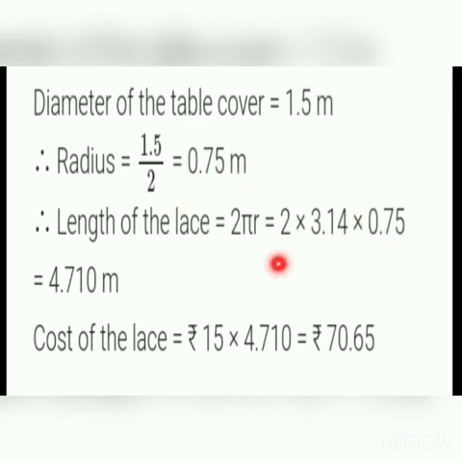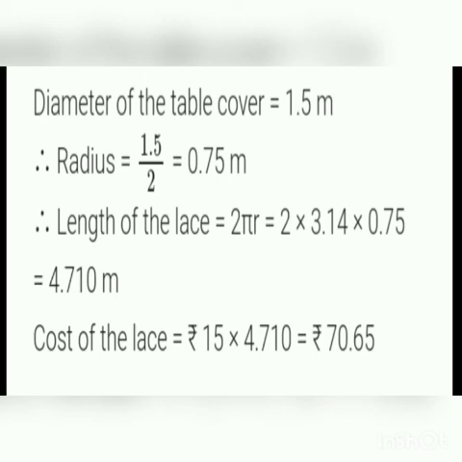So here there is nothing to cancel, that is why they ask you to use 3.14 instead of 22 by 7. Now once you multiply you will get 4.710 meter. So this is the total length of lace needed for covering the circular table. That means the boundary distance. Now the cost of lace is given. For 1 meter it is rupees 15. So for 4.710 meter it will be 15 into 4.710 rupees, which is 70.65. So in this way you have to apply.